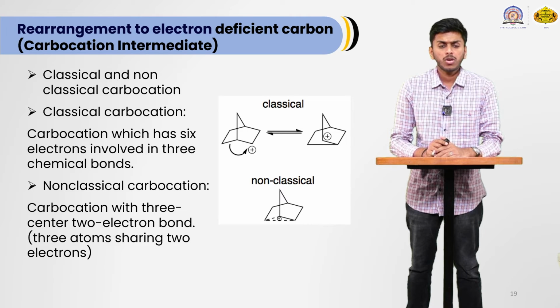Classical and non-classical carbocation. Classical carbocation has 6 electrons involved in 3 chemical bonds. On the other hand, non-classical carbocation is a carbocation with a 3-center 2-electron bond. In this, the 3 atoms share 2 electrons. Here are the structures of classical as well as non-classical carbocation.